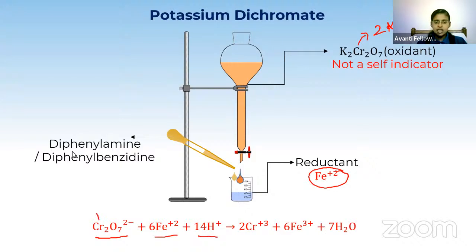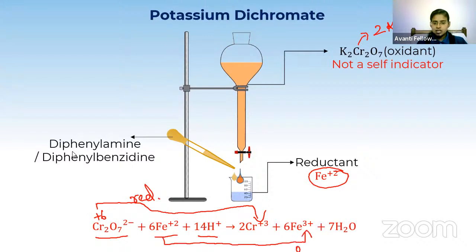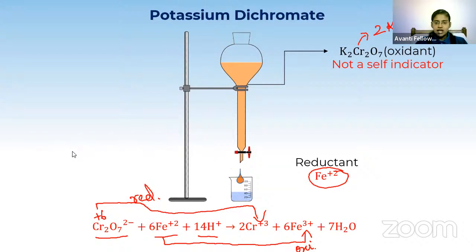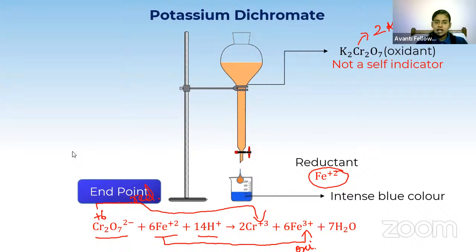So the chromium oxidation state here is +6. So chromium is moving from +6 to +3. So it is reduction. And iron is moving from +2 to +3. So it is oxidation. Clear? So this is a redox reaction using potassium dichromate. Got it? This is one of the titrations. The color that you observe here is blue. Okay, the intense blue color is the end point for this particular reaction.